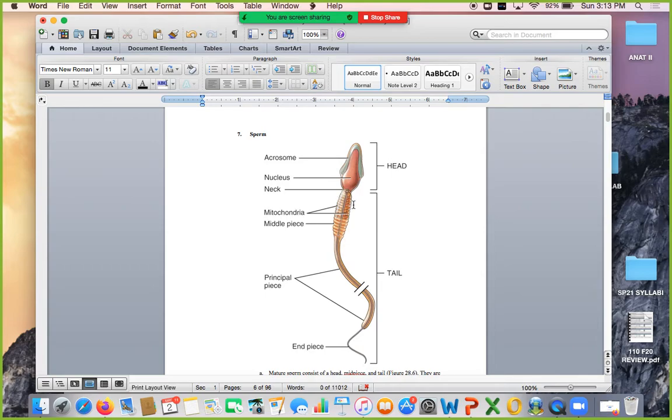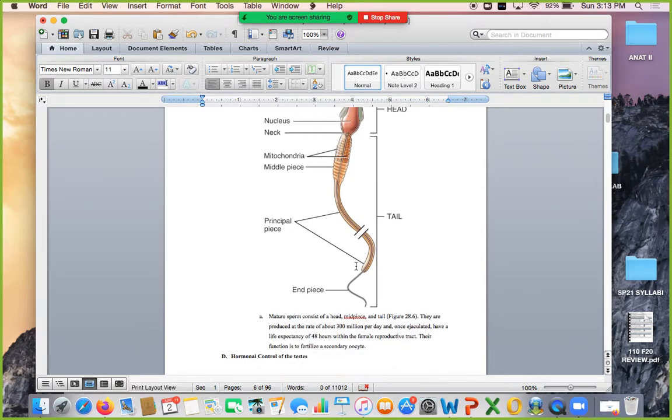Now, unfortunately, gentlemen, that means that the mitochondria don't ever make it into the egg during the fertilization event, which means that, I digress. That means that the mitochondria are only ever going to come from the maternal lineage. That's not tested. I will progress here. Again, the tail is split into two major regions, the principal piece and the end piece of the tail.